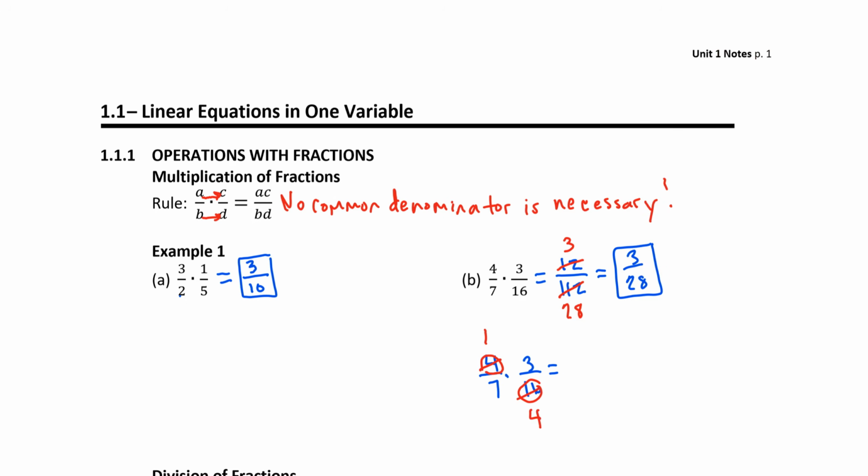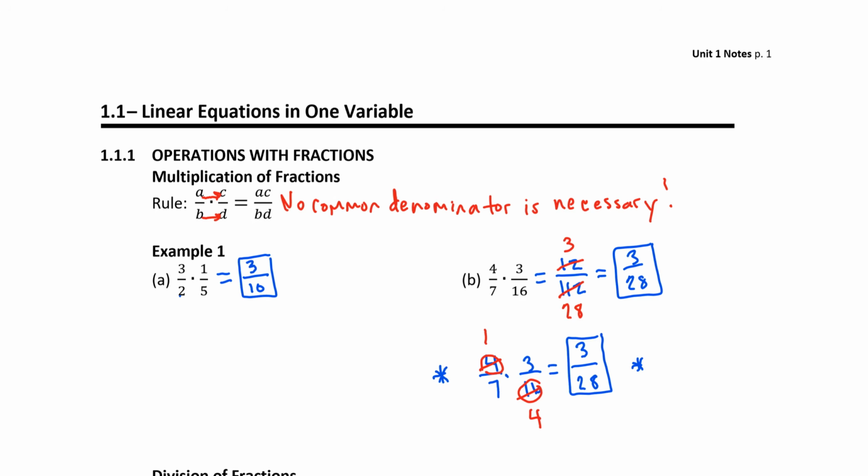Then I can multiply straight across. 1 times 3 is 3. 7 times 4 is 28. And I end up with the same answer, the correct answer. If you'll watch for common factors ahead of time and reduce before you multiply, your numbers will be smaller and a little bit easier to work with. Before we proceed, let me show you one more thing.